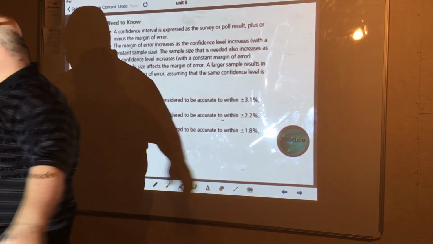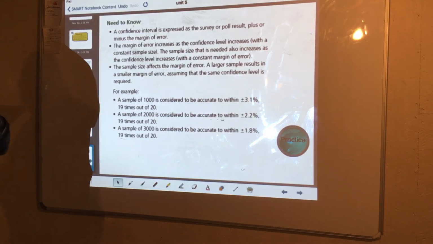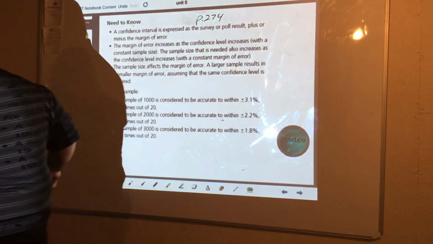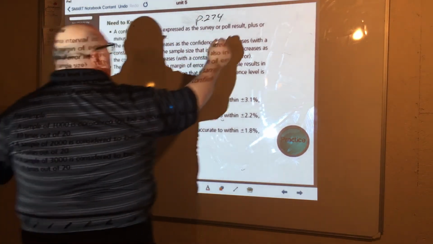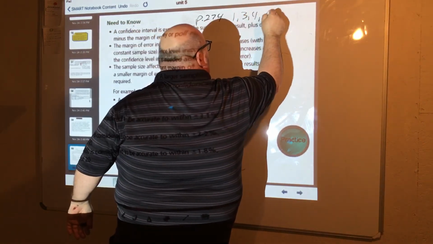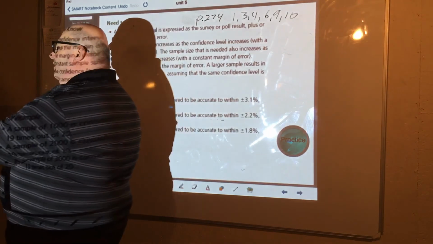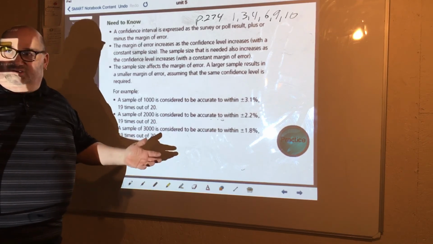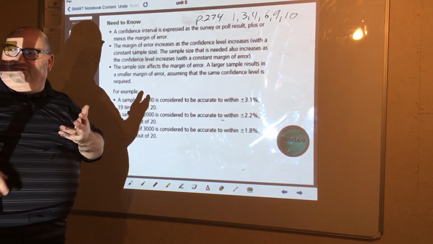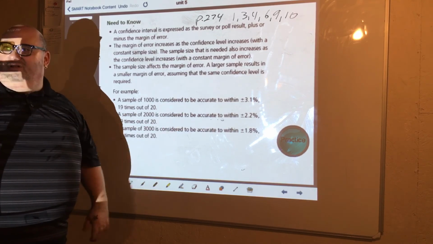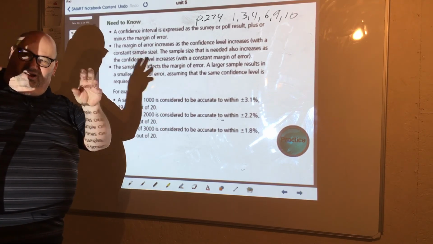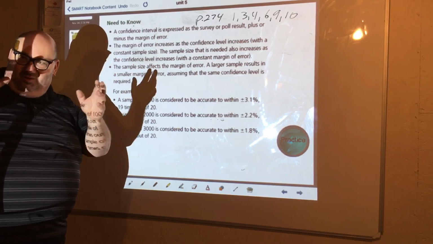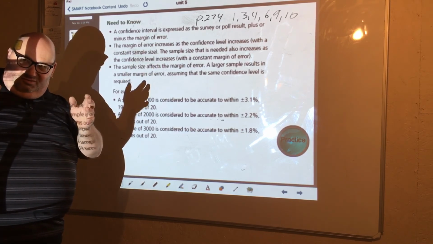I'll give you some questions to try. You can look at page 274 and do questions 1, 3, 4, 6, 9, and 10 if you want some practice on this. But to be honest, you're not going to get tested on a lot of this, just a couple of questions. What's the margin of error? What's the confidence level? What's the confidence interval? Right? And be careful, you're going to get some of those red herring questions. Different percents, you've got to make sure you pull out the right one. Read the questions carefully. Yeah?